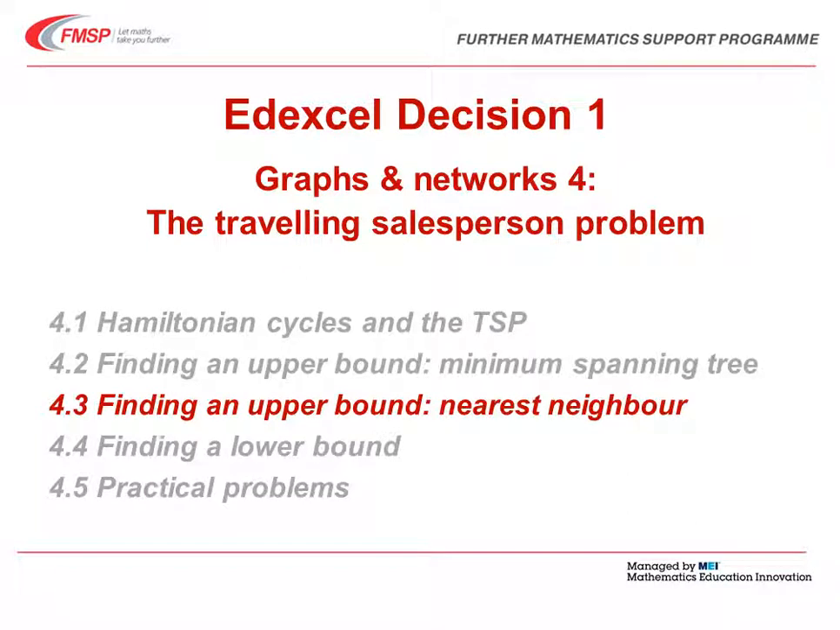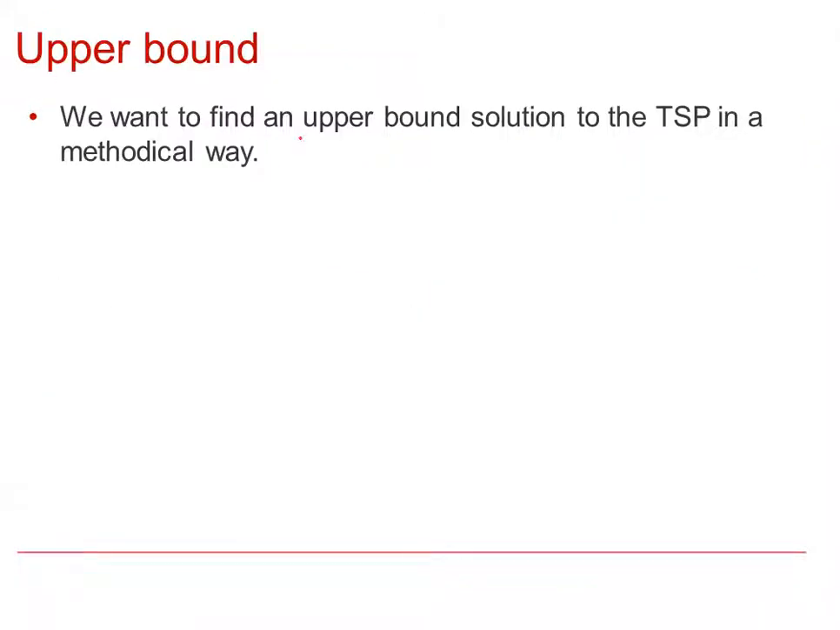Edexcel Decision 1, Graphs and Networks 4, the Travelling Salesperson Problem. Finding an upper bound, nearest neighbour. So we want to find an upper bound solution to the travelling salesperson problem in a methodical way.